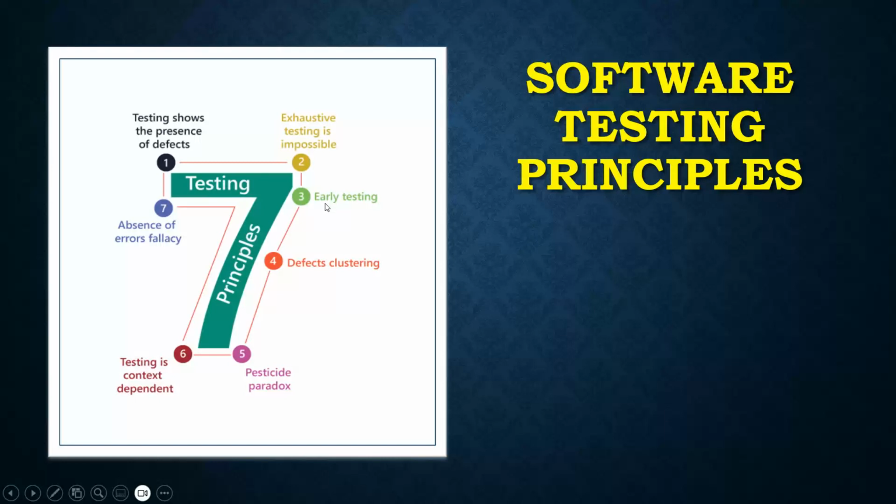The third principle you should have in your mind: once you develop a software, you should start early testing. Early testing means that while you are developing the software, before it is released for the end user to use, you test and you find bugs and you fix them. It is highly recommended that you do early testing before any defect comes from the end user.